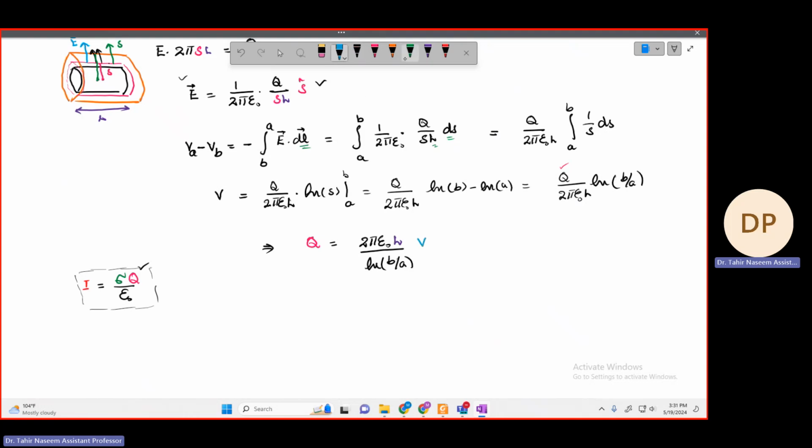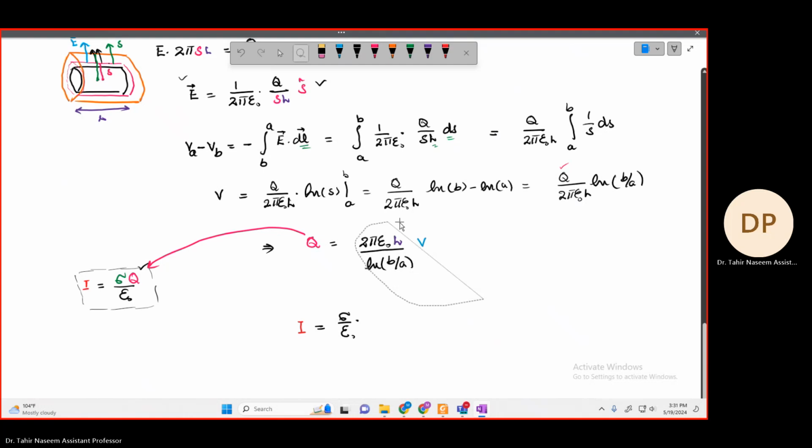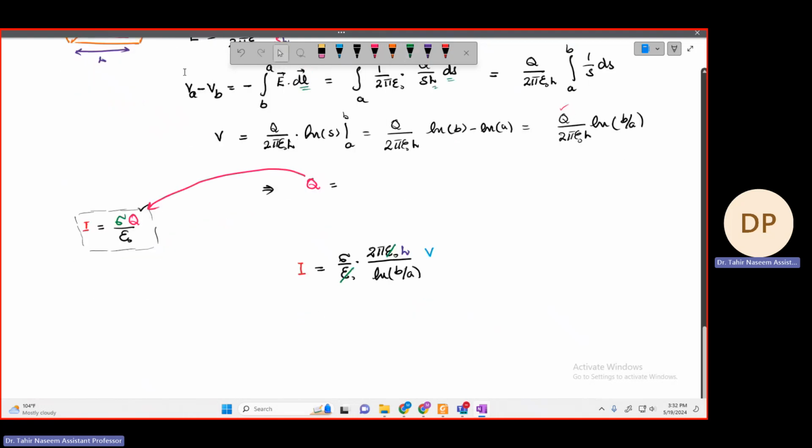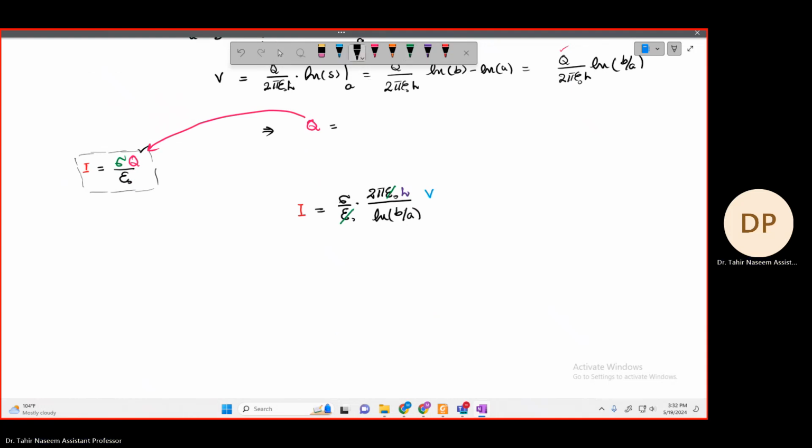So now I can replace this q in this equation, from which I will get the current. So the current will be sigma over epsilon, sigma over epsilon, and the whole value of q, which I copy paste. Okay, so see if some things cancel out. Epsilon cancels with epsilon, and that's it. And we have finally our answer.